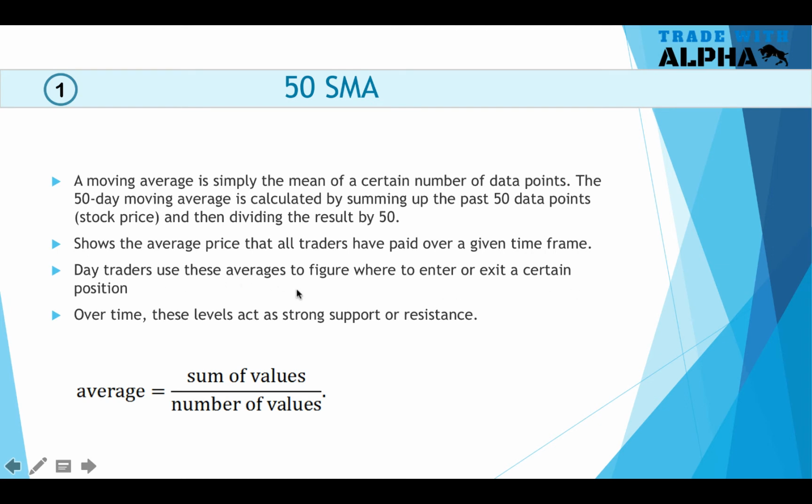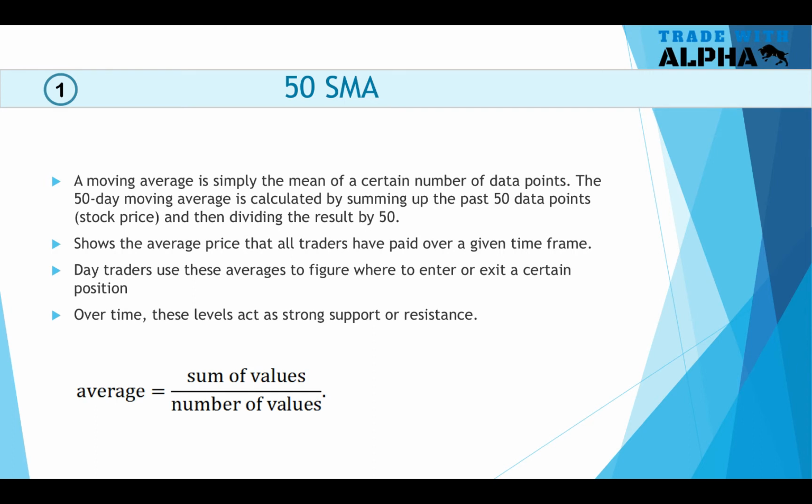So if they see that the 50 moving average is at, say, for instance, $5.60, it shows that in the past 50 days, the average is $5.60 for that stock. And over time, these levels actually act as strong support or resistance. There are times you'll see where the stock goes up to its moving average, hits it as resistance, and then comes back down before testing it again and then breaks out of that level and goes for a massive run. That's an example of the moving average used as a resistance level.